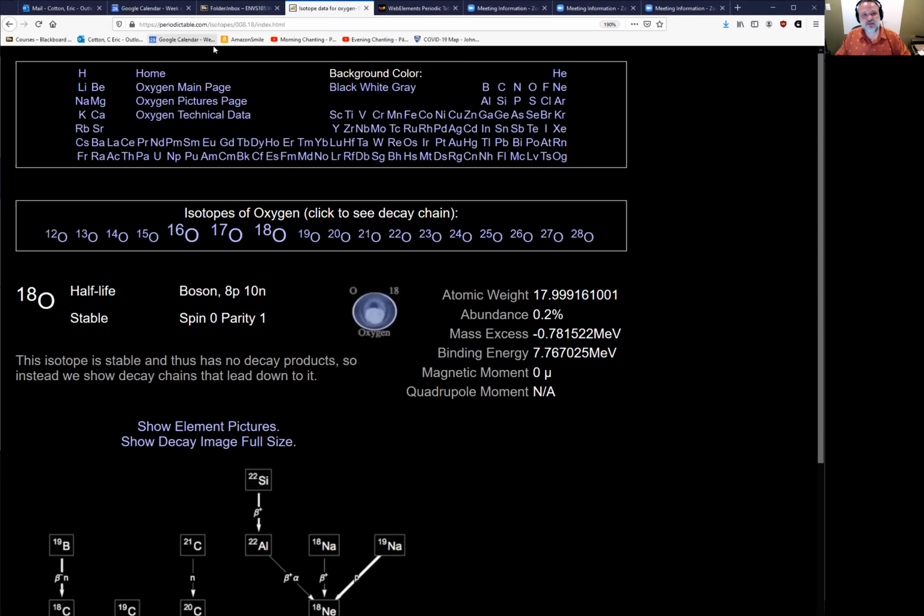So you can go to periodictable.com and you can get this information as well. You can kind of see where I'm getting it from. But what I want to do is switch back to my whiteboard screen, and we can see what I've got written down so far.